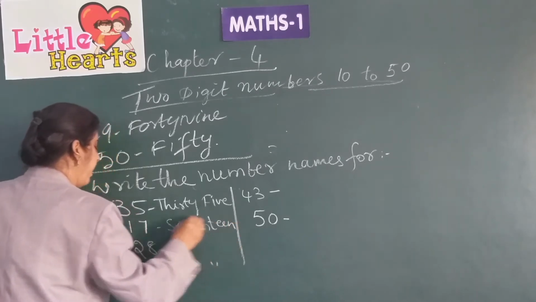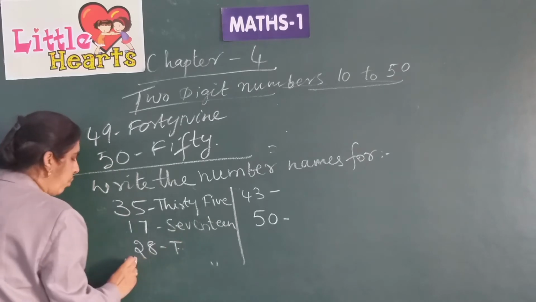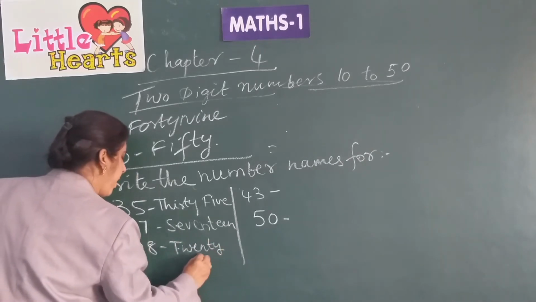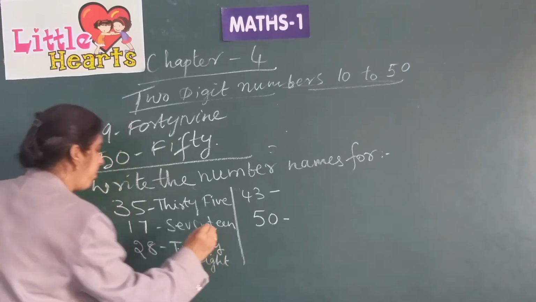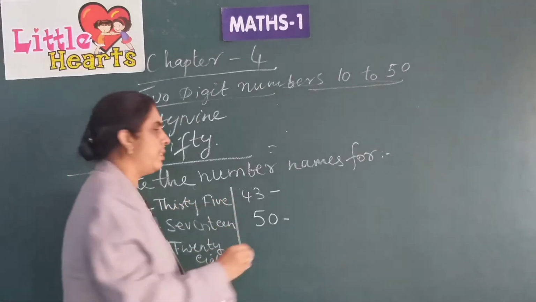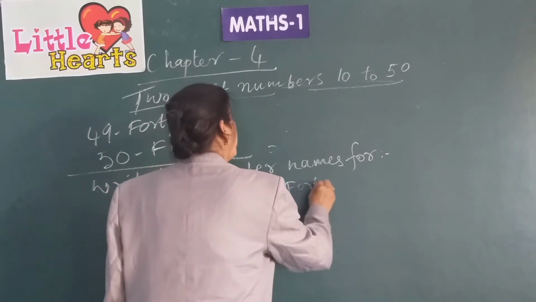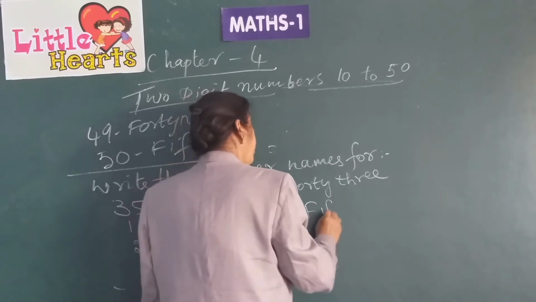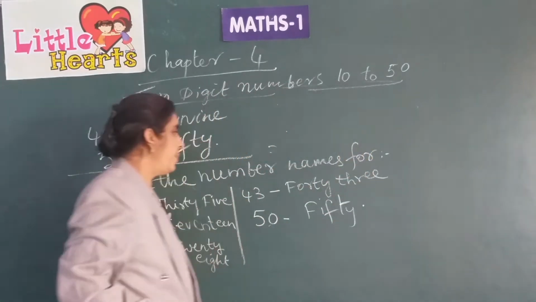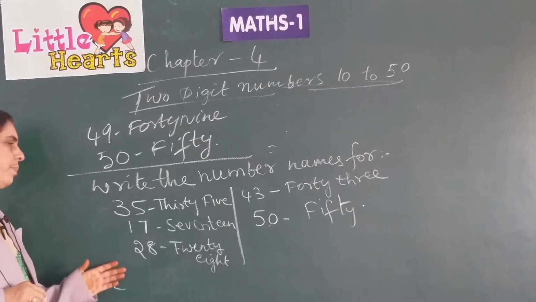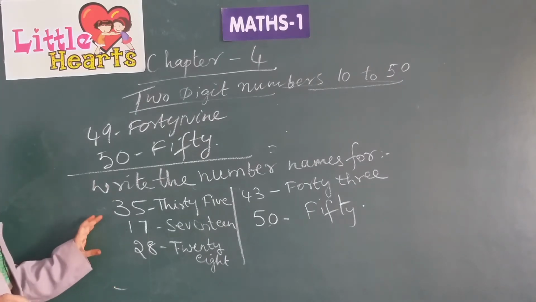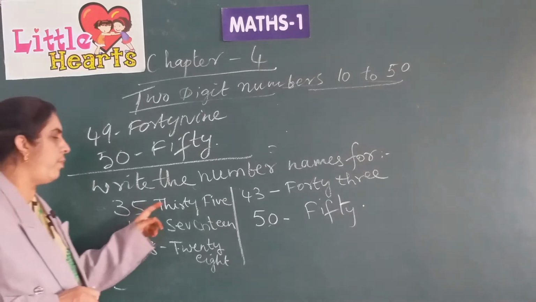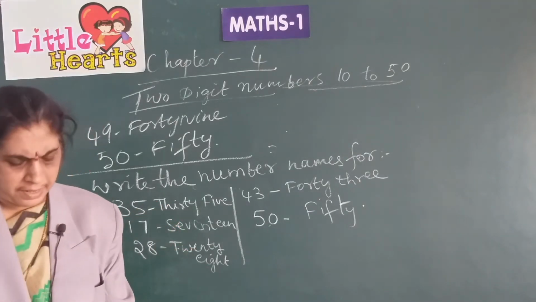1 and 7 is read as 17. This is 2 in the tens place, so we read it as 20. 8 in the ones place, 28. And here 4 in the tens, so 43. And this is 50. So in this way you should be able to write number names from 10 to 50. You should be careful with the spellings even.